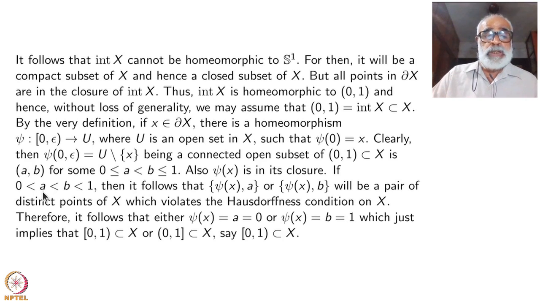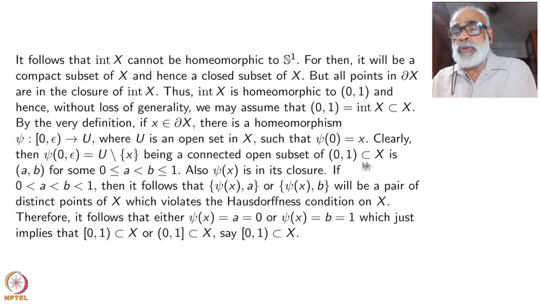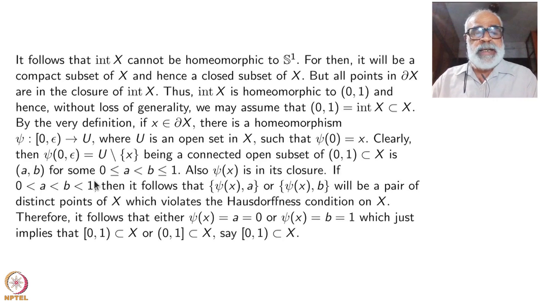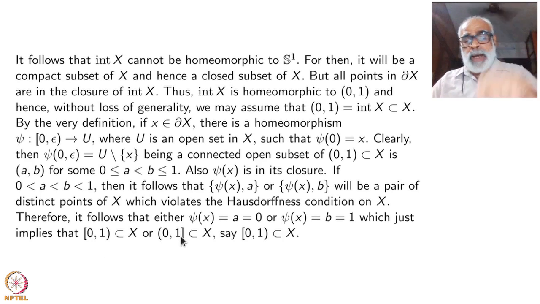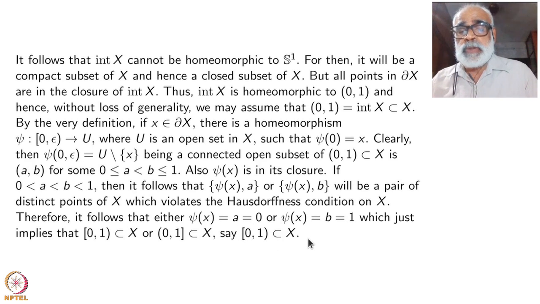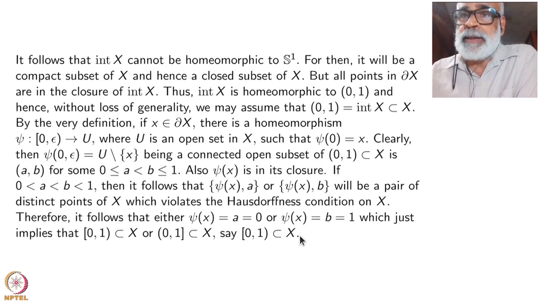So A must be 0 or B must be 1, which implies that 0, 1 is contained inside X, because I started with 0, 1 itself contained inside X. I didn't want to distinguish between the homeomorphism. Under this homeomorphism, this just facilitates thinking of this. Points A and B are also inside X, that's all. Or it may be the 1 is in the neighborhood. So I will assume one of them by symmetry; I could have changed psi. So 0, 1 is inside X, with the 0 being one of the boundary points of the X that I started with.